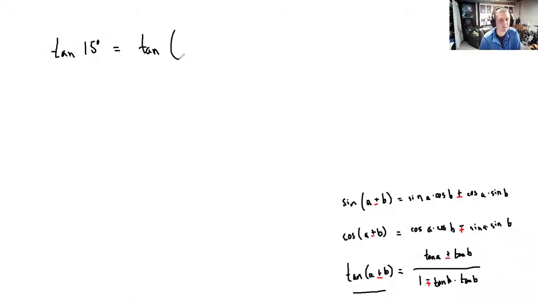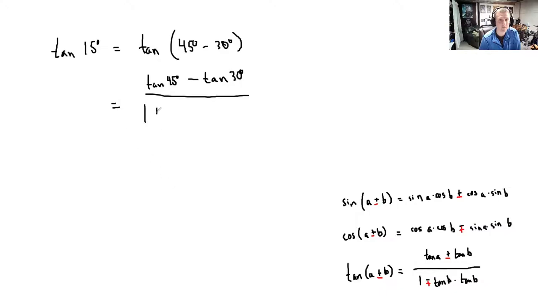That's tangent of 45 degrees minus 30 degrees. And do you know the tangent of 45 and the tangent of 30? Yeah, because you've memorized all those things for the common angles. So this angle difference formula, tangent of A minus B, says that we take the tangent of 45, we subtract, using the red signs down here, the tangent of 30, and we divide that by 1 plus the product.